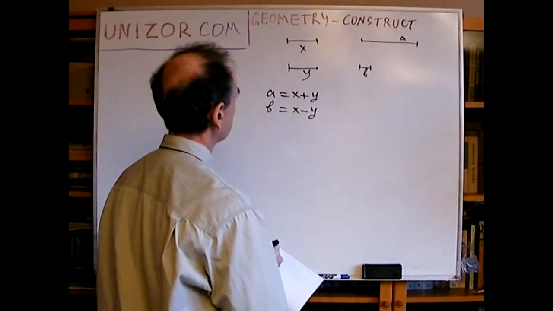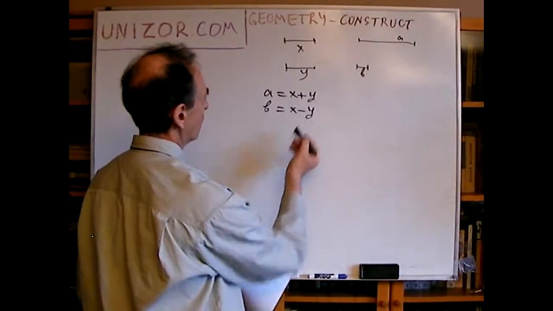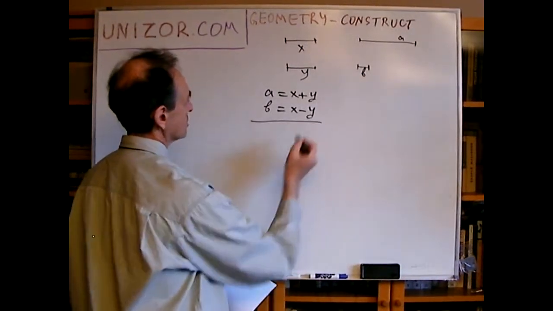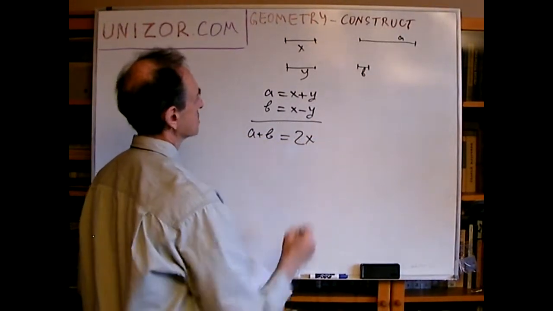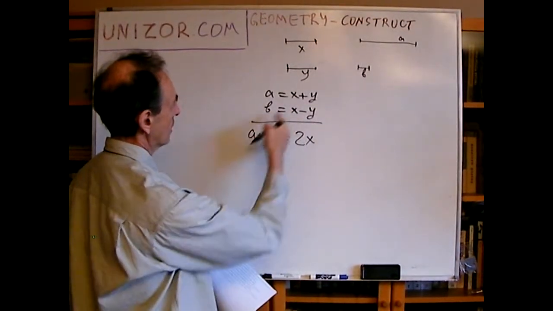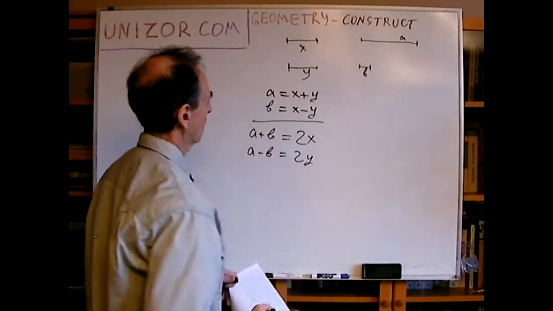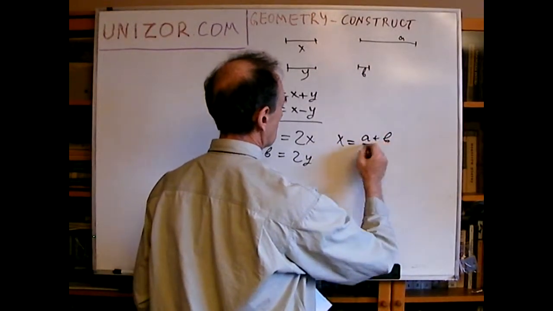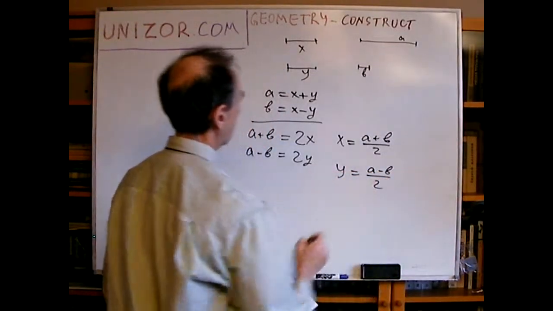Now, what should we do now? Well, obviously we have to solve these equations for x and y, and that's very easy. You just sum them up. It will be a plus b, which is equal to 2x, and if you subtract one from another, it will be a minus b equals 2y. And as a result, you have x equals a plus b by half, and y equals a minus b by half. All right?